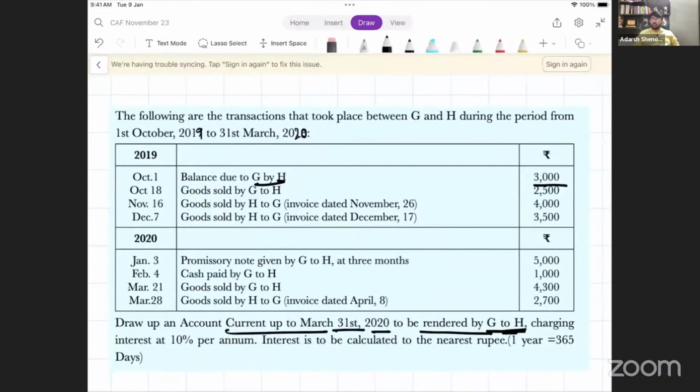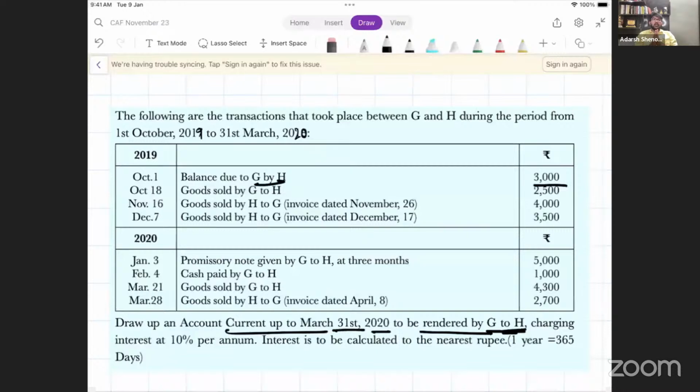Next, promissory note given by G to H. The promissory note will be treated as a bill of exchange itself. Okay, in the books of accounts, we treat a promissory note as a bill of exchange itself. Now we have to see if it's bill receivable or bill payable to G. So how do you do this? How do you find it out?